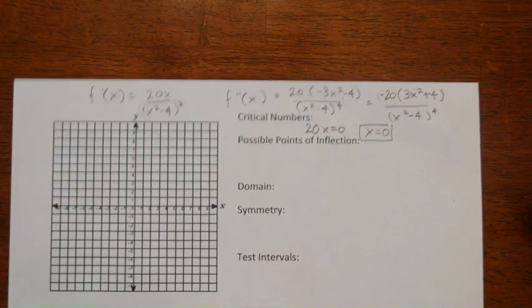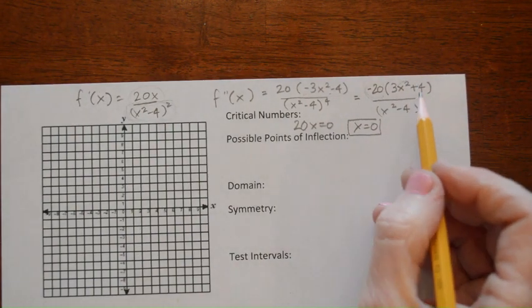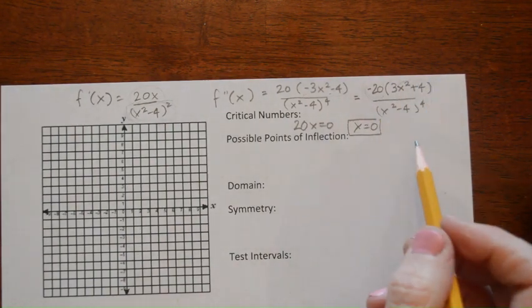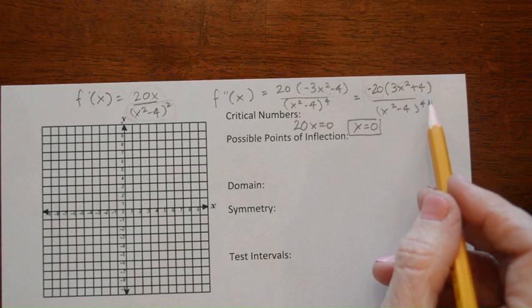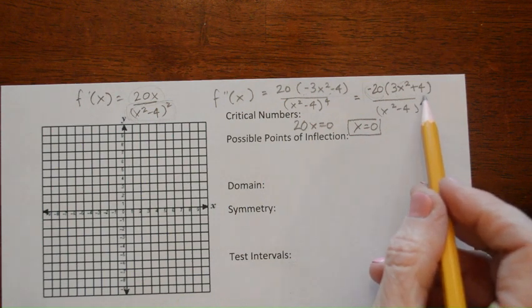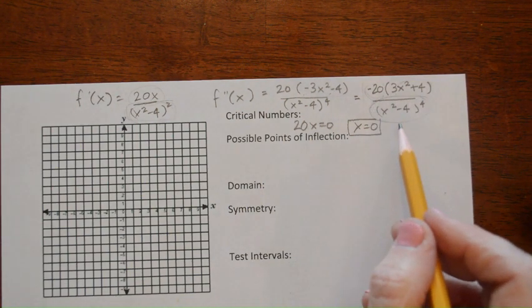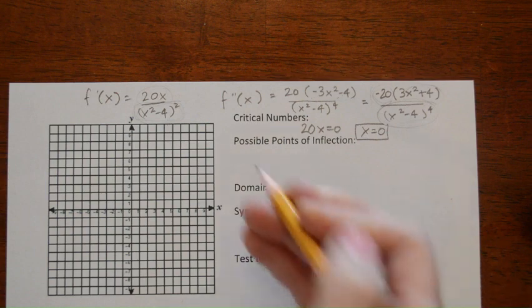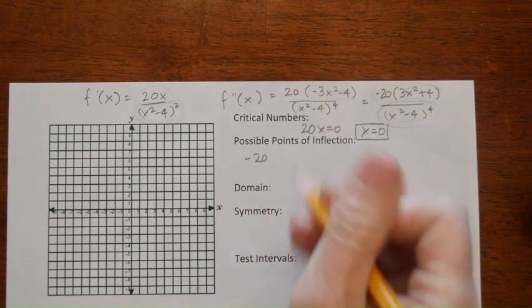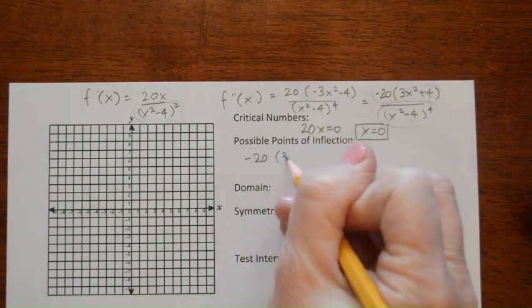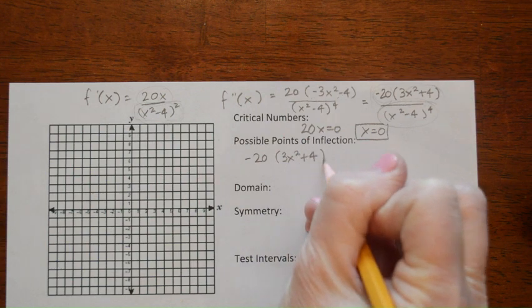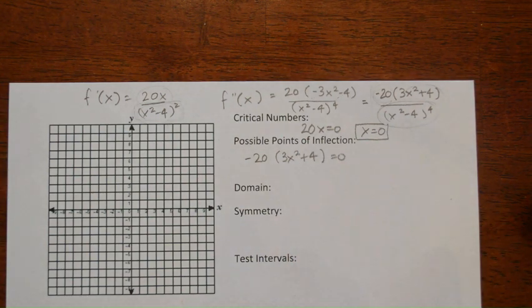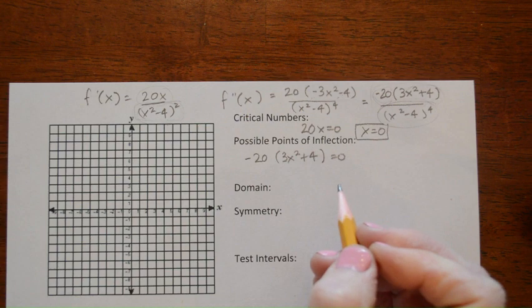Right, possible points of inflection. That comes from setting the second derivative equal to 0 or finding out where the second derivative is undefined. We're not going to get any from the undefined part because we've already eliminated 2 and negative 2. So we're just looking at where the numerator is equal to 0. We have negative 20 times 3x squared plus 4. When is that equal to 0? I could divide both sides by negative 20.